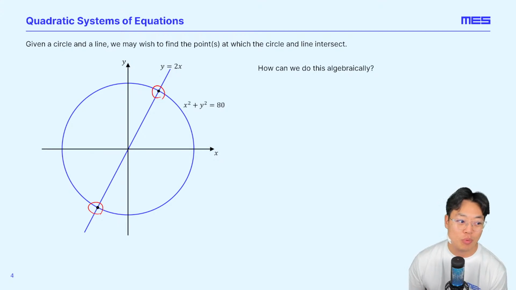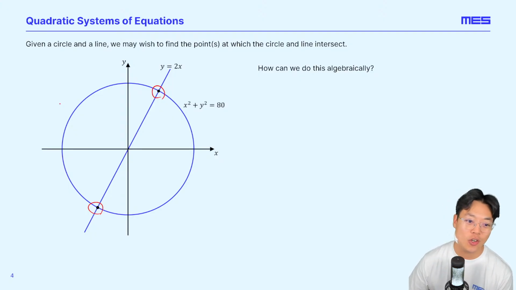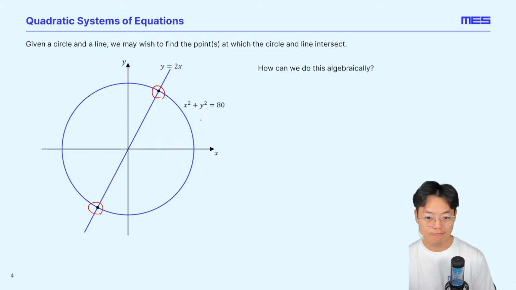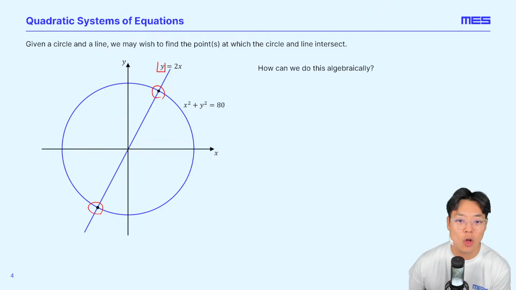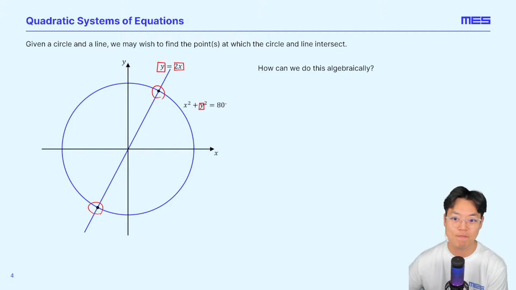How can we do this algebraically? We did mention in a previous lesson that substitution is quite useful when the functions start to curve. And a circle is a perfect example of an equation where the graph curves. So what I'll do is I'll substitute. Y is already equal to 2x. So I'll plug that 2x into this y. That becomes x squared plus 2x squared equal to 80.